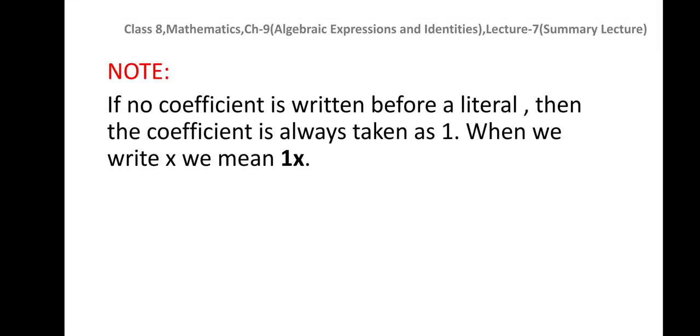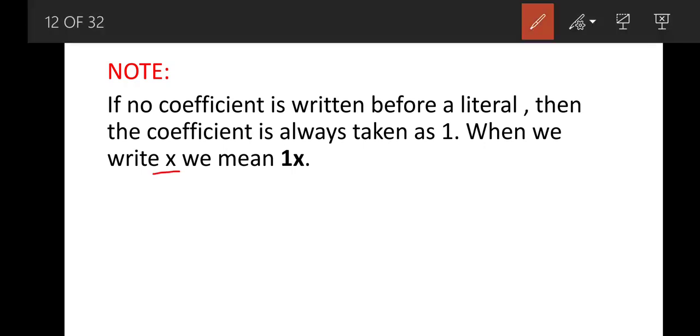Now let us note the points. If no coefficient is written before a literal, then the coefficient is always taken as 1. When we write x, we mean 1x. So whenever I need to tell the coefficient of this x, any literal, it will be 1. The numerical coefficient of it is 1, so it will be 1x. It means if we are writing a single variable, it can be x, y, t, a, b, whatsoever it is, the numerical coefficient will be 1a, 1y, 1x like here in this example.